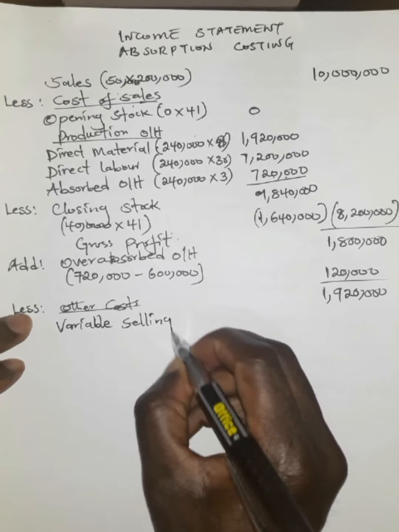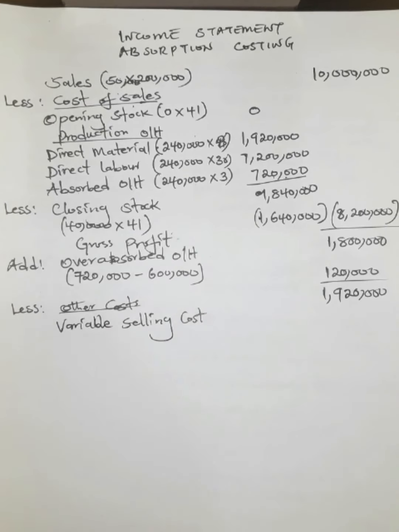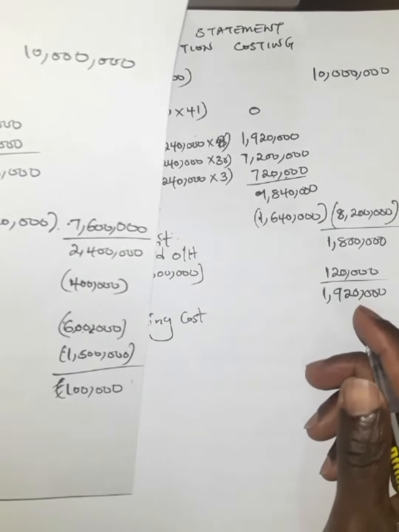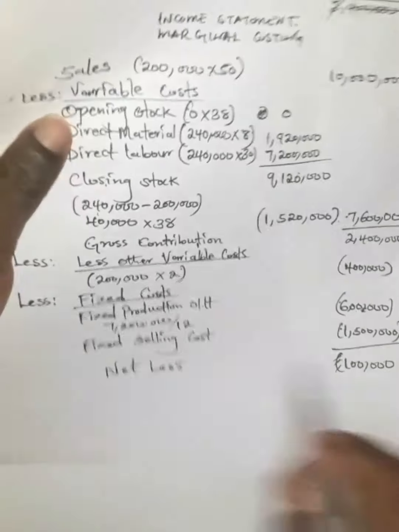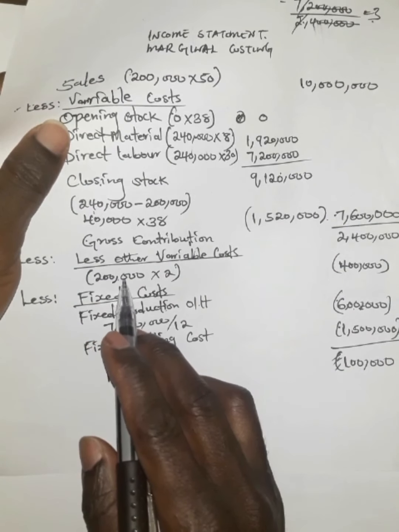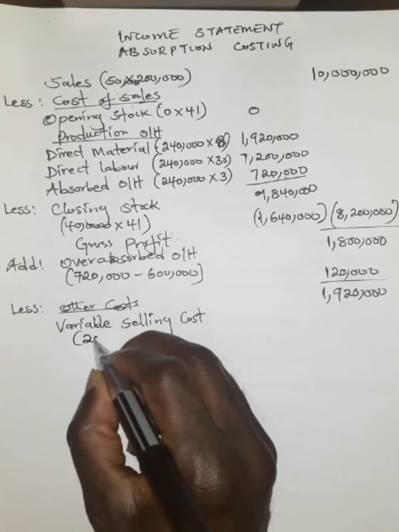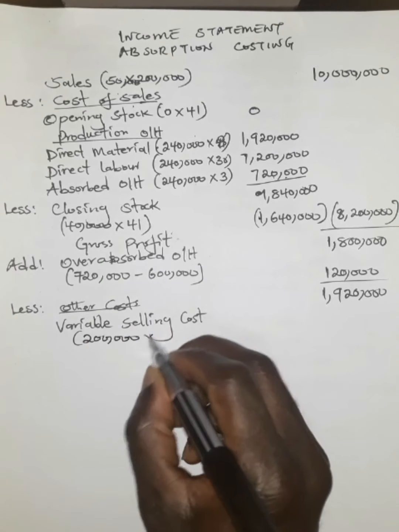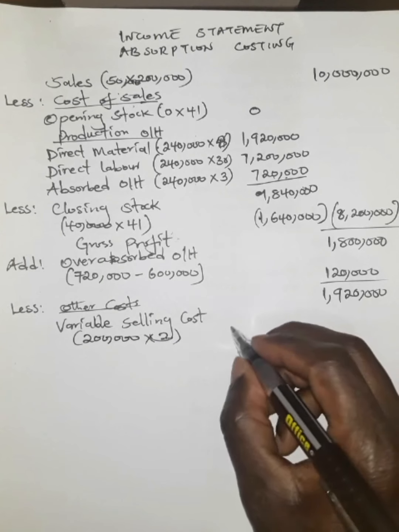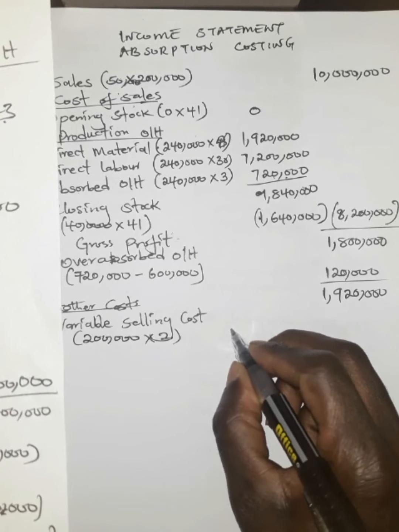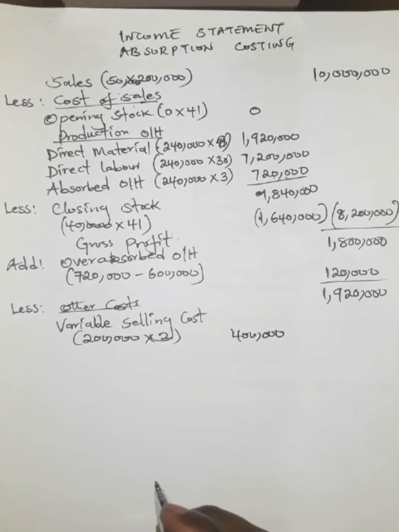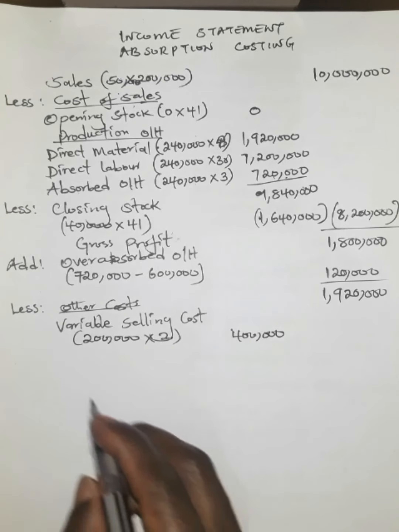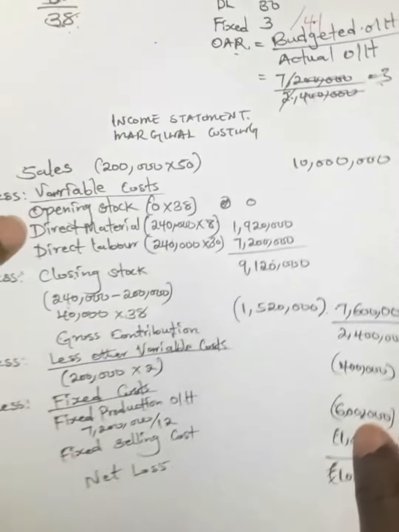Variable selling cost, which was an amount of 200,000 units sold at 2 shillings. So you simply multiply 200,000 units sold at 2 shillings, and you get an amount of 400,000.